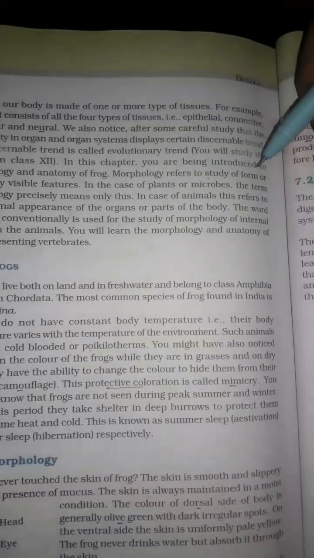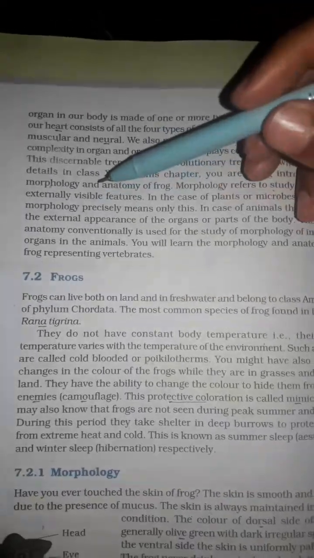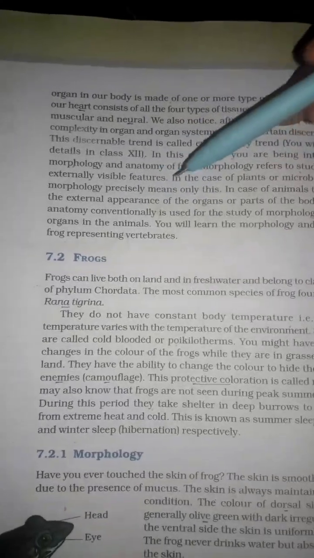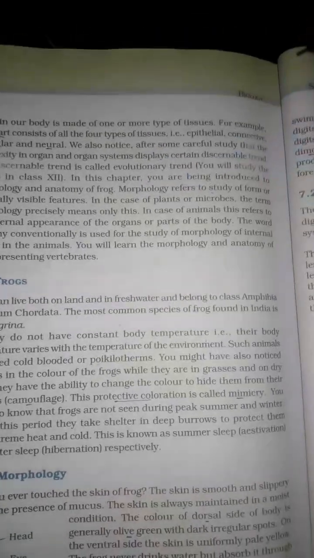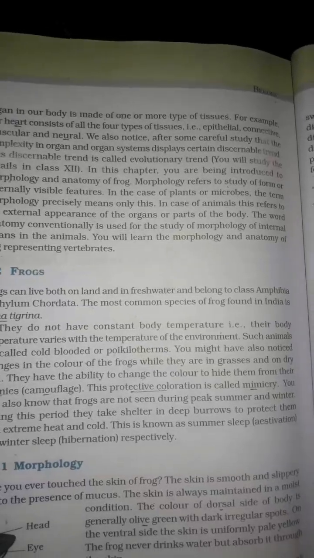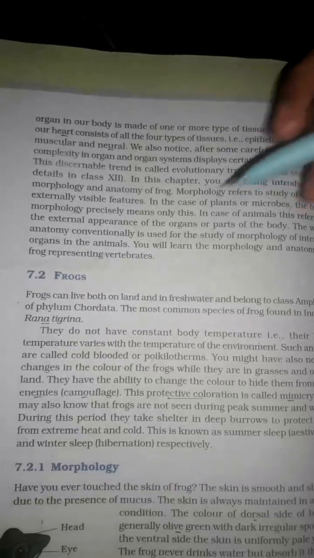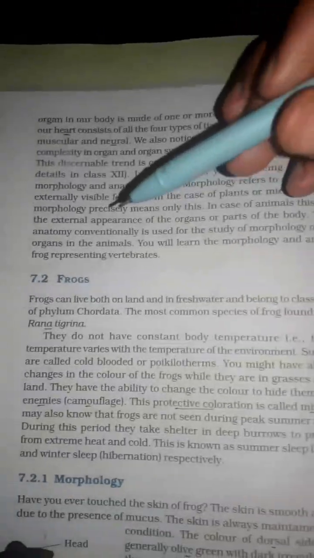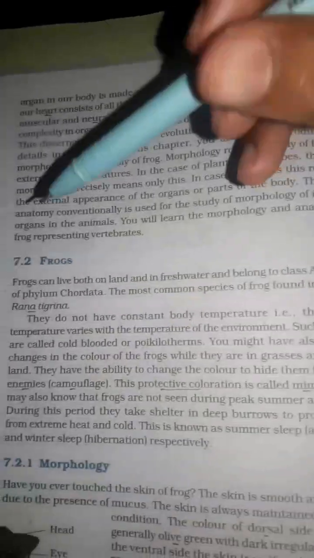Morphology refers to the study of form or external visible features that we can see with our naked eyes. The study refers to the morphology. In anatomy, it is the study of the internal structure. Here it is written that the word anatomy conventionally is used for the study of the morphology of internal organs in the animals.